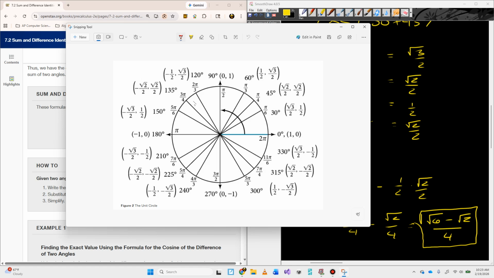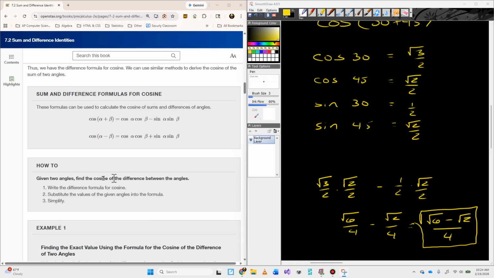You could also split it into, let's say, 120. What would be a good 75? Yeah, 120 minus 45 could do it as well. You could split it into 120 minus 45. And if you were to do that, you would have to use this cosine formula in order to make that happen. I could also do the same thing with sine. What is the sine of 75 degrees?